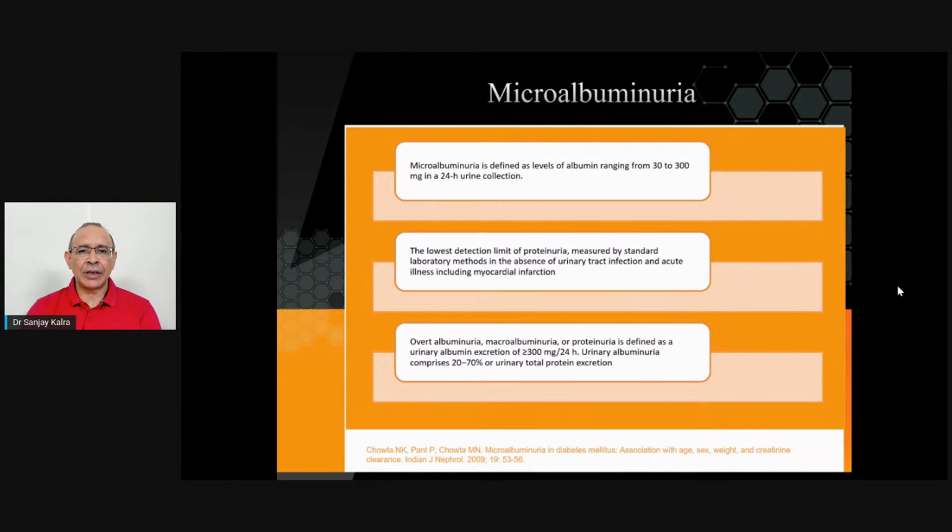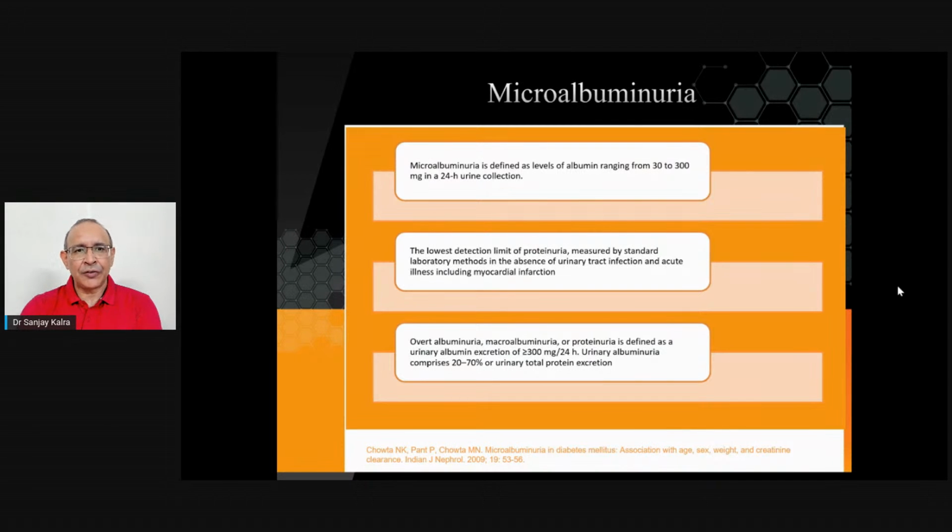In general, irrespective of what definition we use, the definition of microalbuminuria is that it is the lowest detection limit of proteinuria measured by standard laboratory methods in the absence of urinary tract infection and acute illness. So if you found albuminuria in a patient or proteinuria, it will be significant only if there is no urinary tract infection or acute illness or perhaps bleeding in the urinary tract. Because if you have bacteria or pus cells or you have red blood cells in the urine, these will cause a false positive of proteinuria.